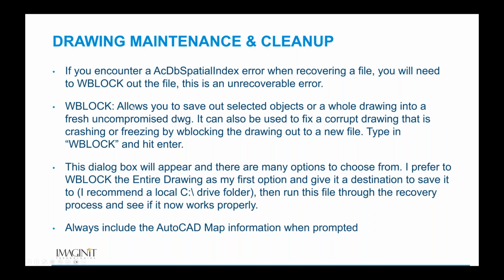So typically what you do, WBLOCK out, allows you to save out selected objects or the whole drawing into a fresh uncompromised drawing. It can be used to fix a corrupt drawing that's crashing or freezing. Type in WBLOCK, hit enter. This dialog box will appear and there are many options, and I'm going to show you what it is. Always include map information when prompted if it is.